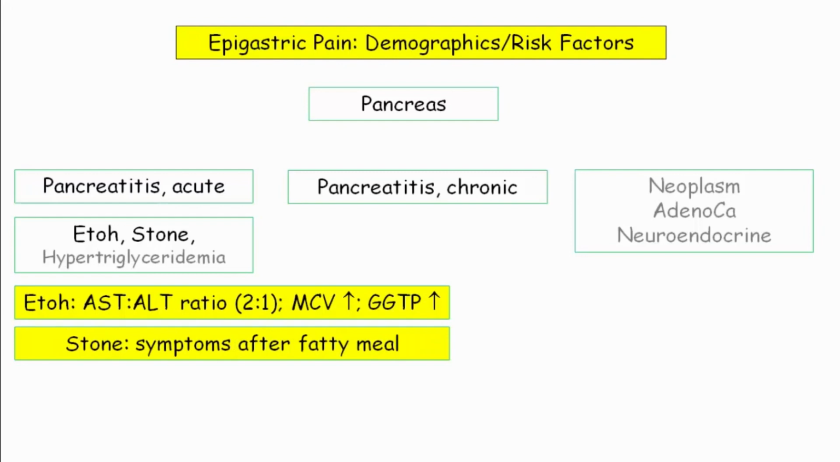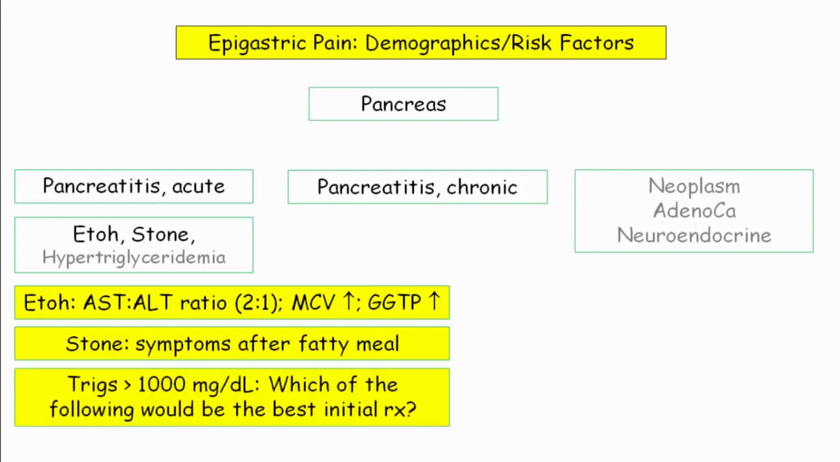Gallstones might be suggested by the onset of symptoms following a fatty meal. In the context of this discussion, we are talking about gallstone pancreatitis. Gallstones, in general, will be covered in a separate video. And finally, severe elevations of triglycerides, defined as greater than 1,000, can cause acute pancreatitis.